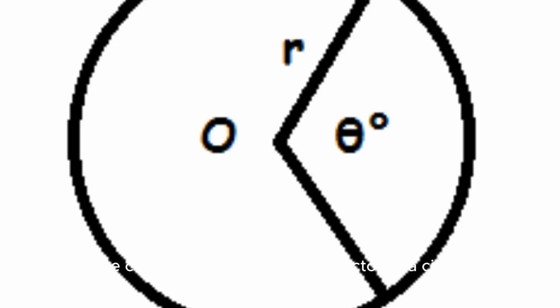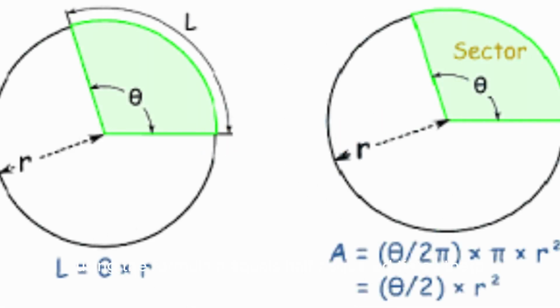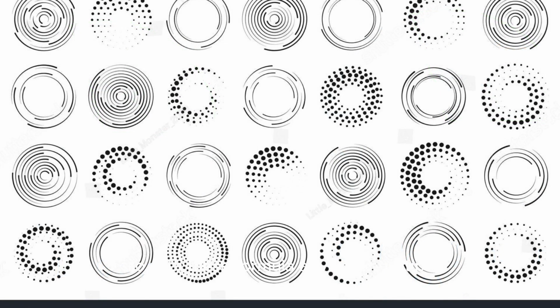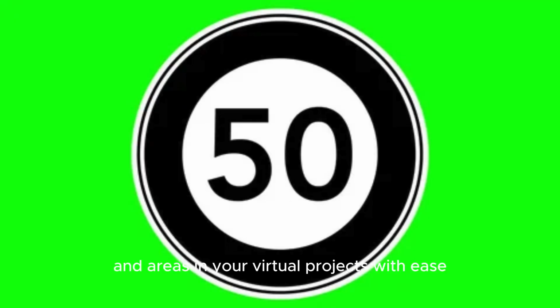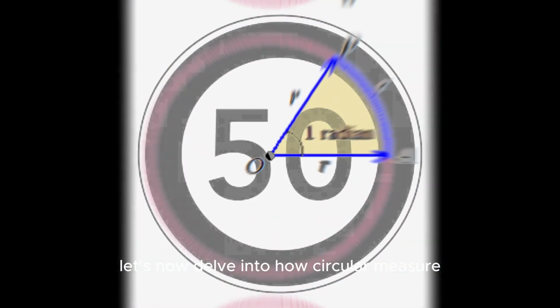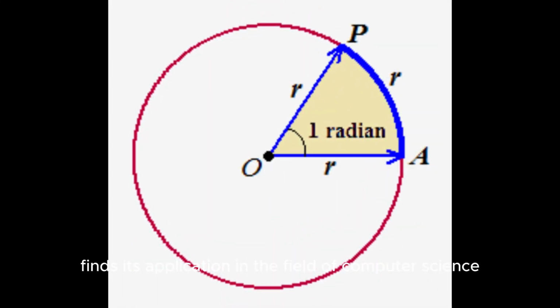Similarly, we can calculate the area of a sector of a circle using the formula A equals half R squared times theta. So with these formulae at your fingertips, you can now calculate distances and areas in your virtual projects with ease. Let's now delve into how circular measure finds its application in the field of computer science.